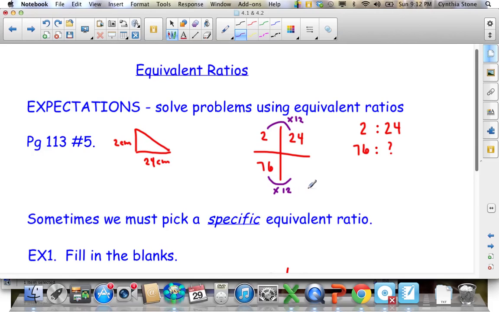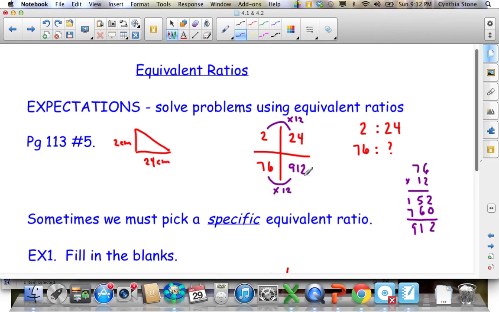So 76 times 12 is about 920, something like that. Let's see, 76 times 12: 2, 14, 15, 1 times 6 is 6, 1 times 7 is 7, 912. Okay, some quick mental math because I didn't have a calculator on hand, but you could of course use your calculator for that.